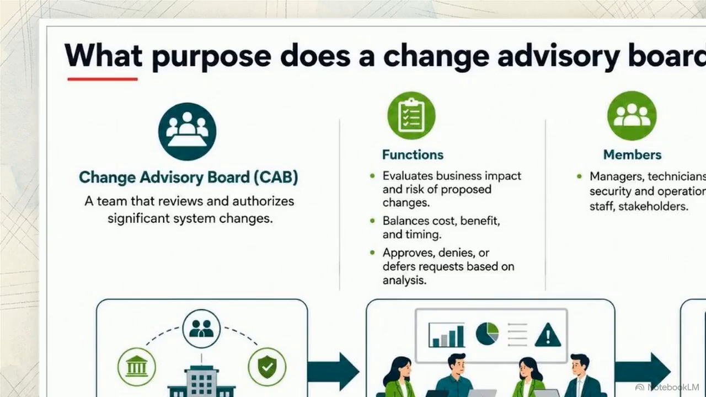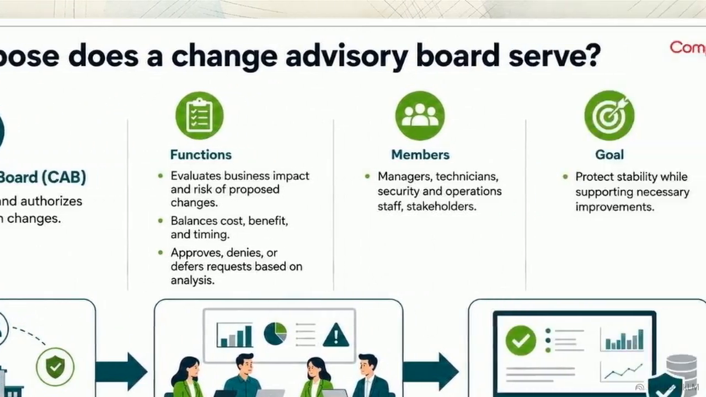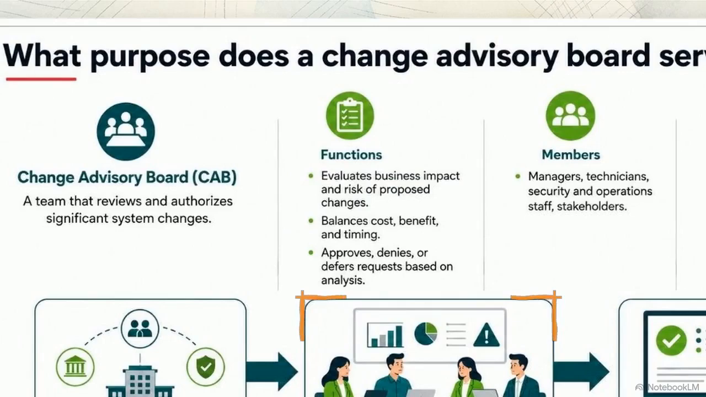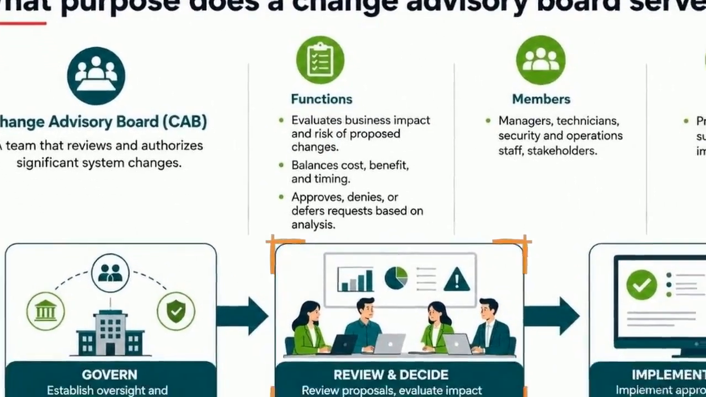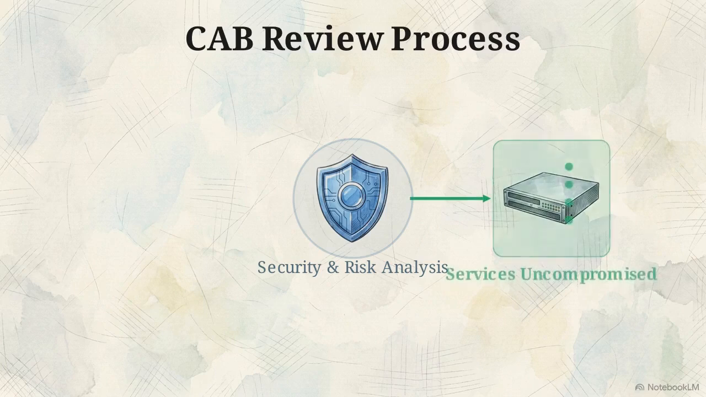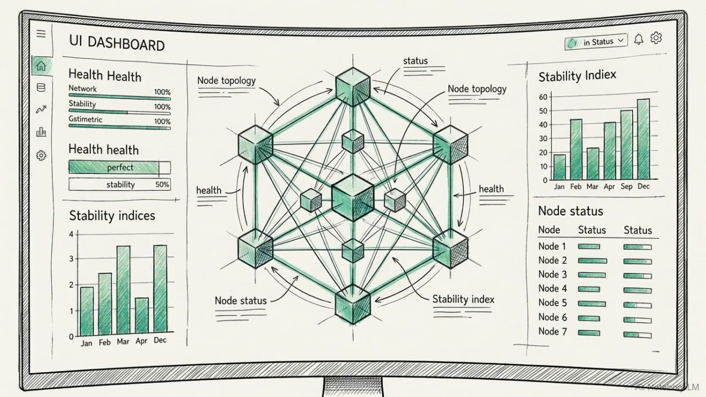This infographic outlines the role of the Change Advisory Board, or CAB. This team is responsible for reviewing and authorizing significant system changes. Based on this analysis, the CAB has the authority to approve the request, deny it, or defer the implementation to a later date. This review process ensures that necessary technological improvements do not compromise the security or availability of core IT services. To make these decisions, the CAB requires objective data about the current state of the network.